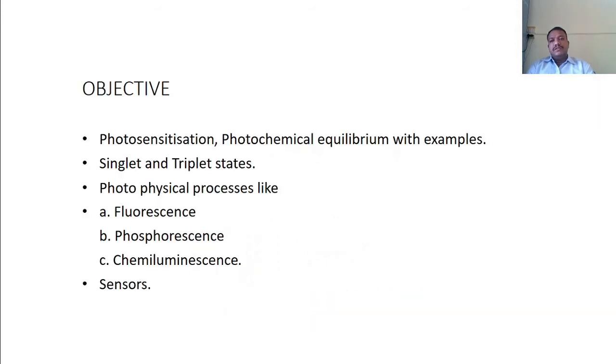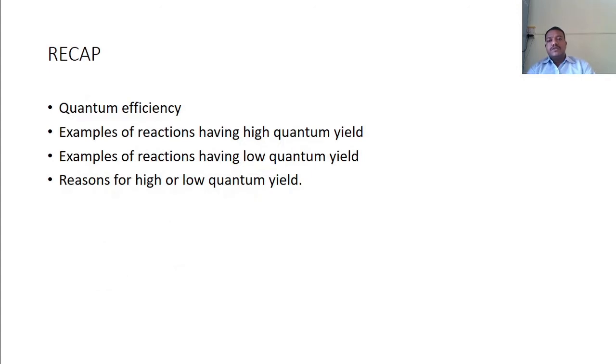In this session, we'll discuss photosensitization, photochemical equilibrium, examples, singlet and triplet states, and photophysical processes like fluorescence, phosphorescence, chemiluminescence, sensors, etc. To recap what we discussed in the previous class: we discussed quantum efficiency, examples of reactions having high quantum yield, a few examples of reactions having low quantum yield, and the reasons for high or low quantum yield.